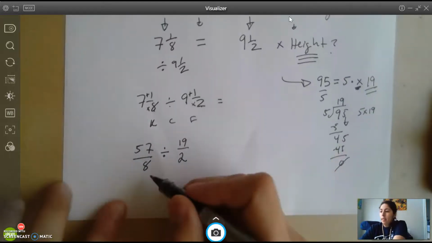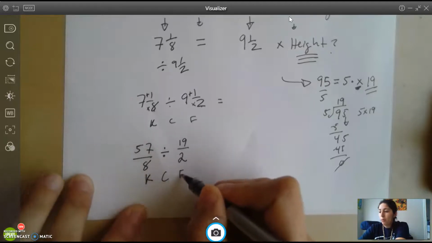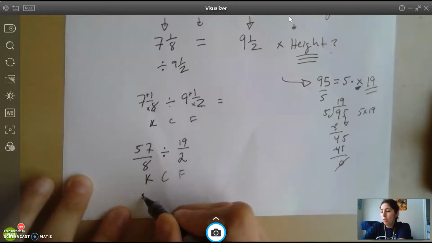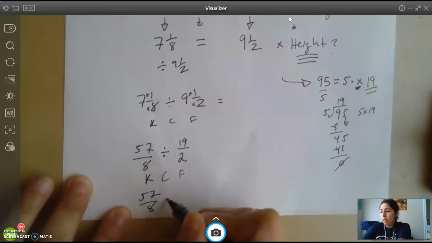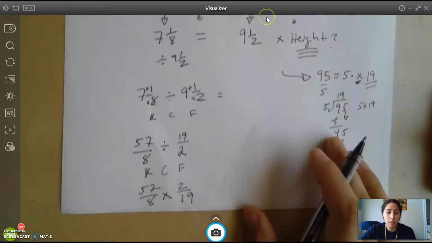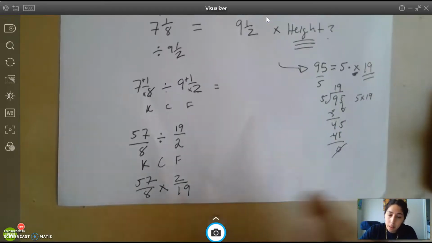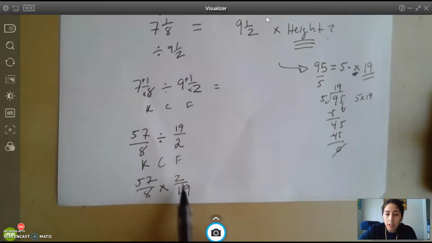All right. Now, we don't divide fractions. Instead, we multiply by the reciprocal. So I'm going to say 57 over 8 times 2 over 19. All right. From here, y'all, if we are not going to simplify it right here, what we do is we just multiply across. Numerator times numerator, denominator times denominator, and then simplify. However, I'm going to take a shortcut, and if you know the shortcut, great.